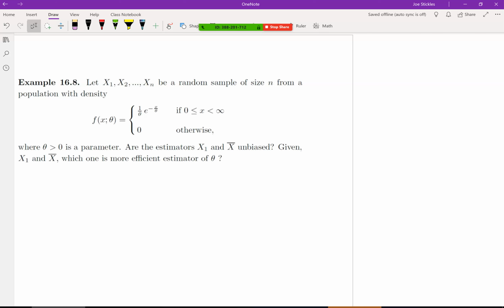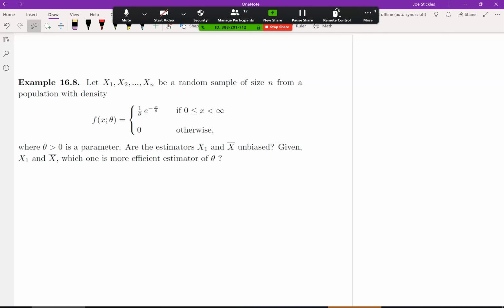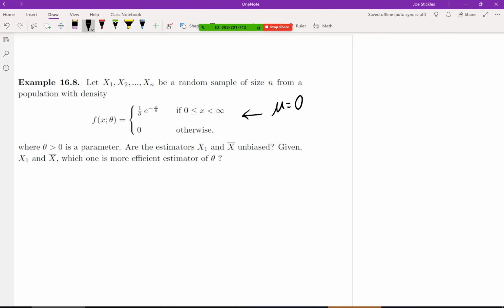This one doesn't have us doing a lot of computations, because we should already know the distribution that the x's are coming from. In this case, they give us the PDF, and I hope we recognize it as the PDF of an exponential distribution. So we already know that for this distribution, the mean is theta and the variance is theta squared.